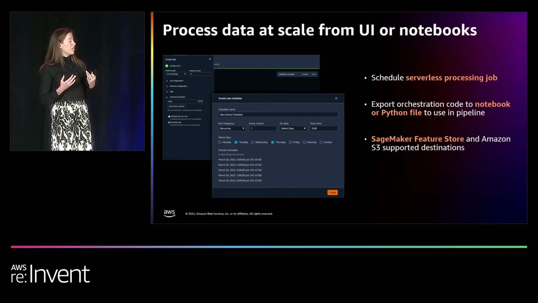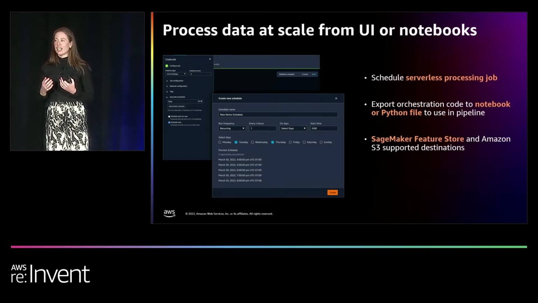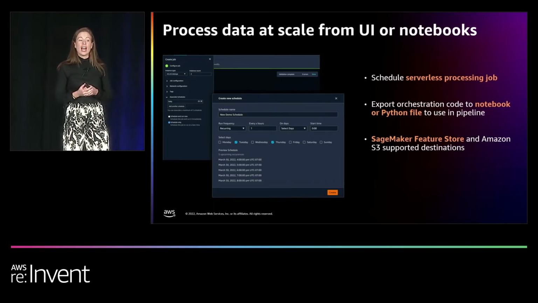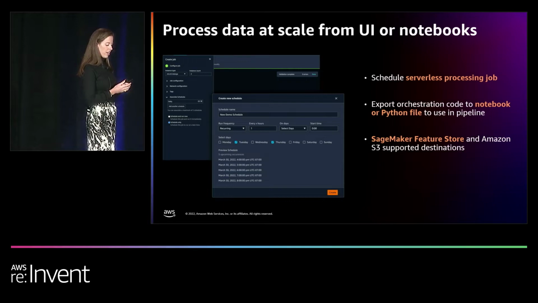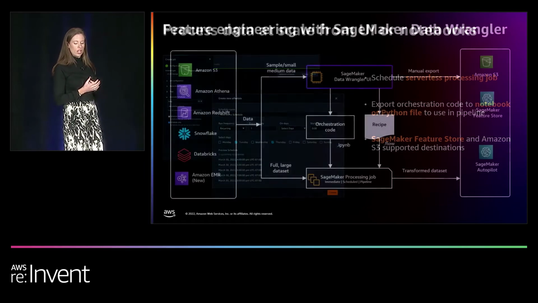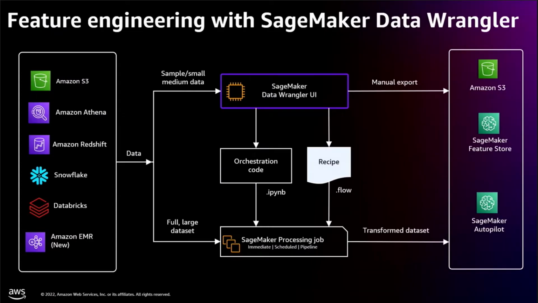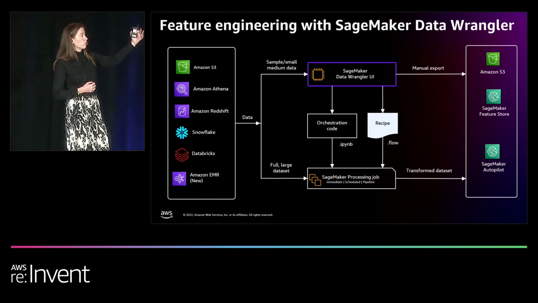We natively support exporting data to SageMaker Feature Store as well as Amazon S3. So here is a slide just wrapping together everything we talked about Data Wrangler. On the left-hand side, we've got all of the sources that we import data from, and on the right-hand side, we have all of the sources that you can export your data to in Data Wrangler. And in the center, we have Data Wrangler's core competency.